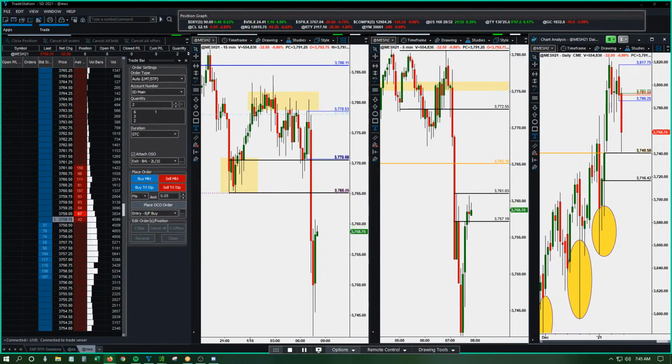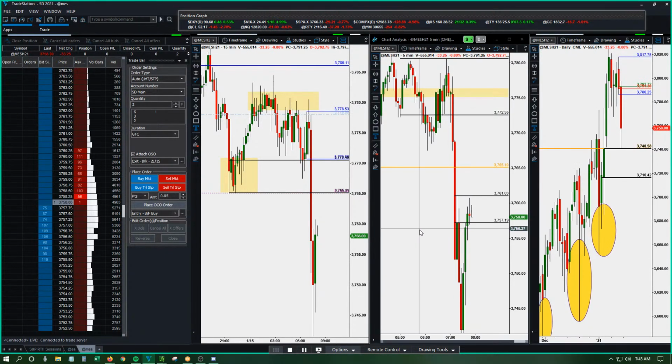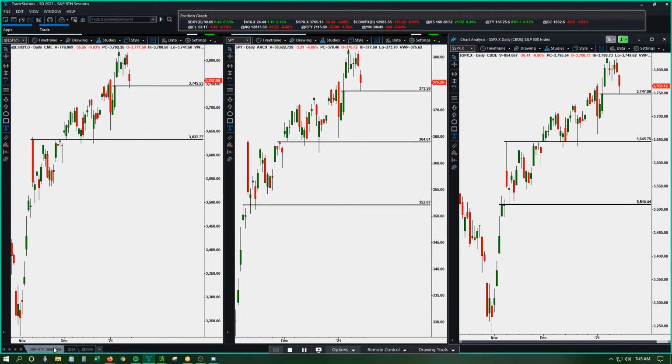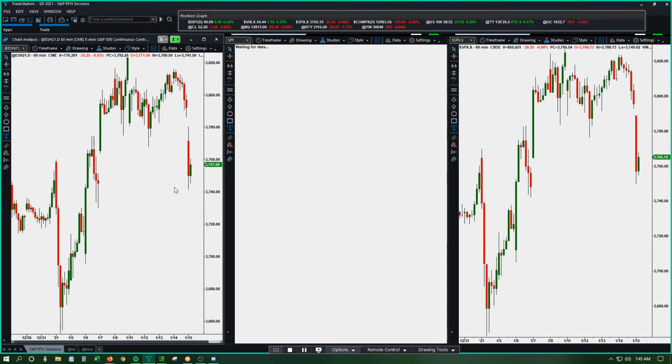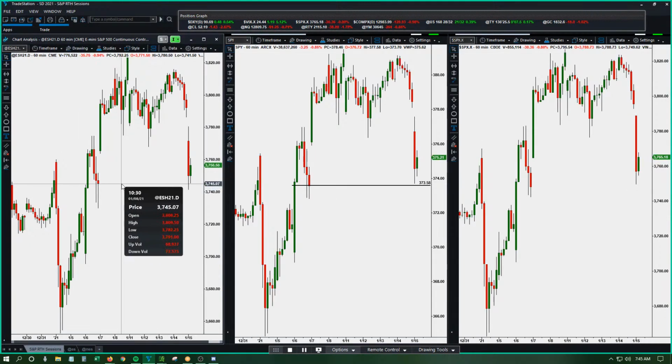Okay, 15-minute candle close. Still haven't gotten above this level of 60. See if it wants to pull back before it goes. Go to a smaller time frame on the cash session. Yep, there's the gap fill. Gap fill, gap fill.